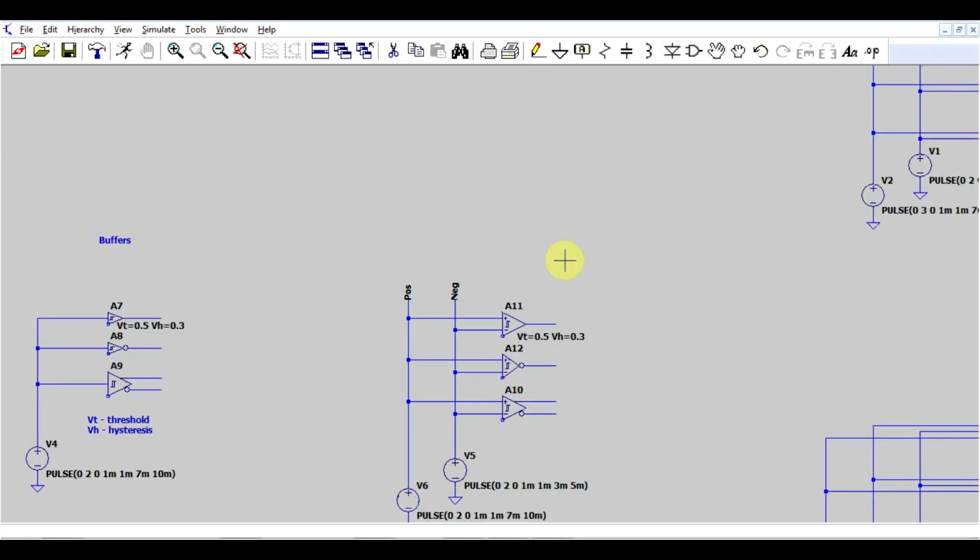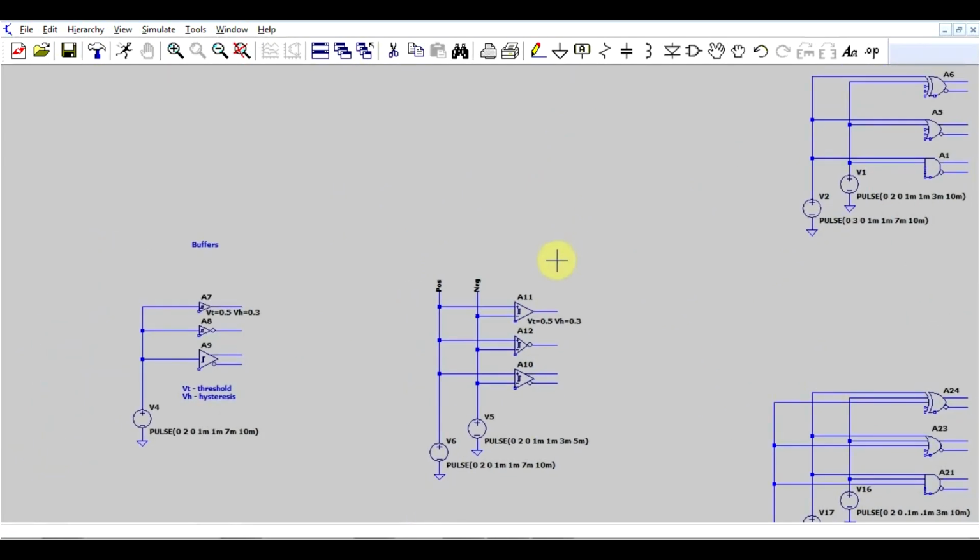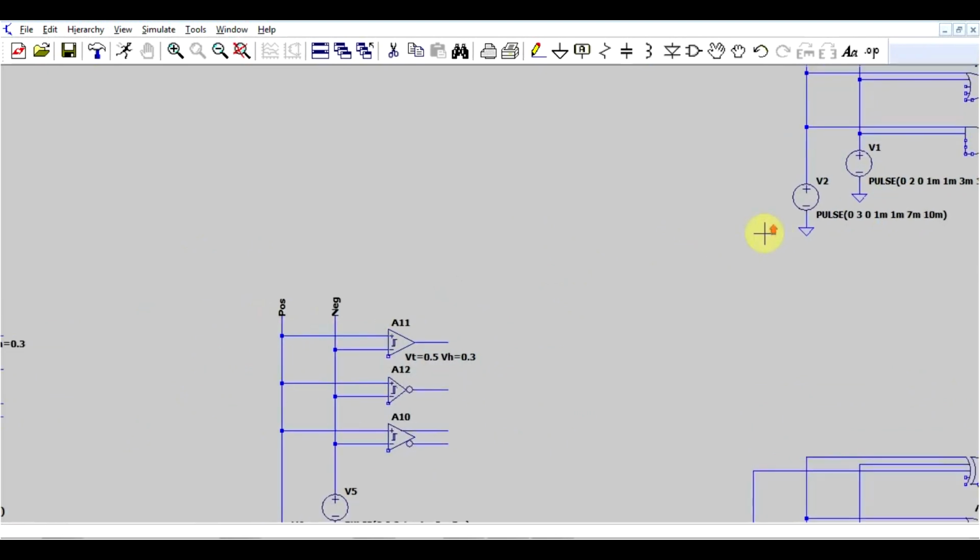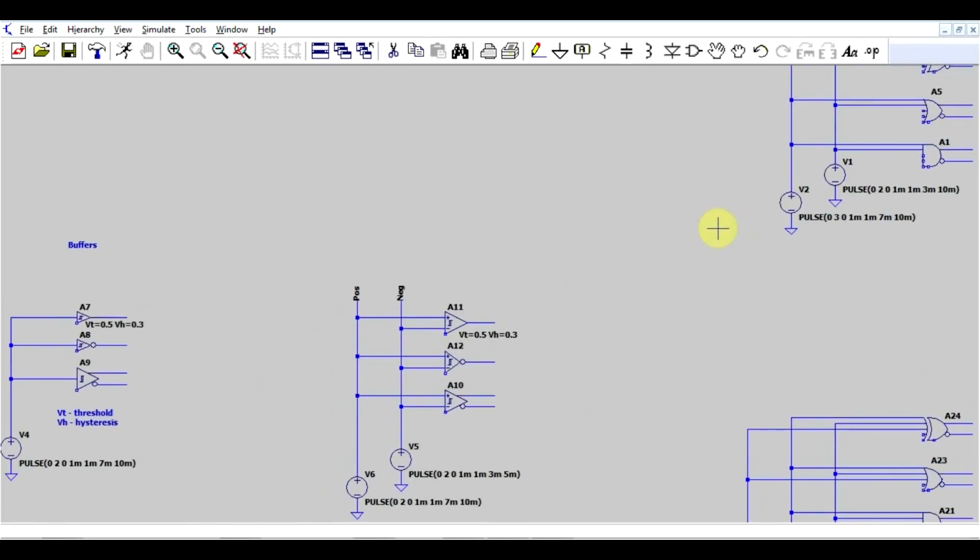Ever wondered how the various logical circuits work and are used in LTspice? No? Well, that means you're probably not watching the right channel. But if you're curious, then keep watching.